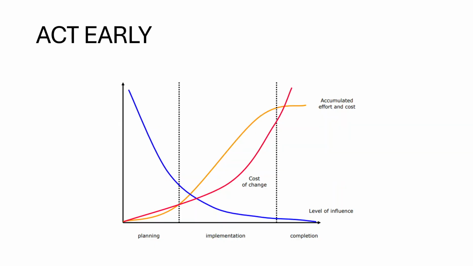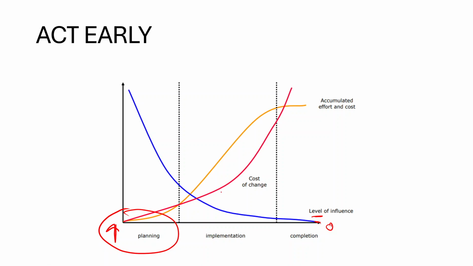Okay, act early. If you see this graph, this is your planning, implementation, and completion. Level of influence. The level of influence to bring any change in the project is higher at the planning phase. In the implementation or execution phase, it is lower, and at completion it is definitely zero because the project is already completed. So the level of influence is higher at the planning phase.